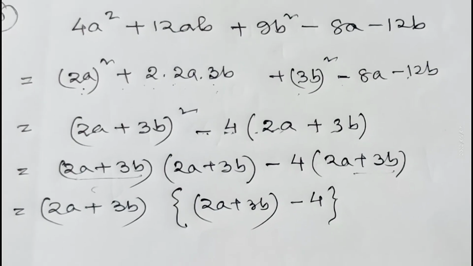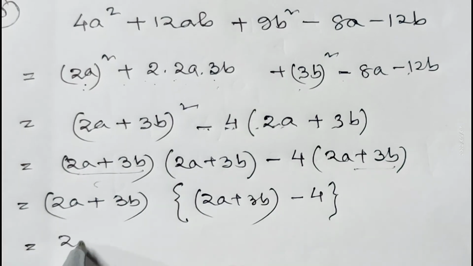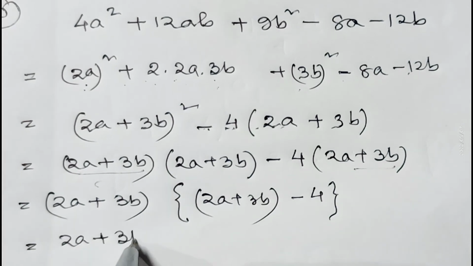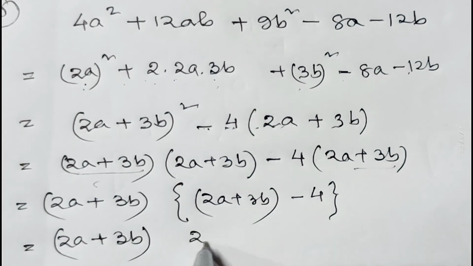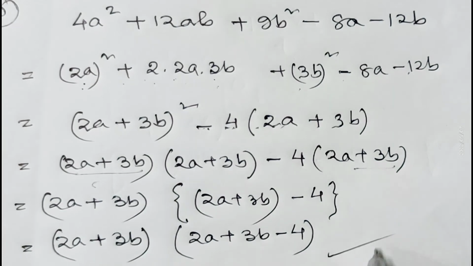Now further simplification is not possible, so we are just writing it in the proper order. It will be twice a plus 3b into twice a plus 3b minus 4. This is the required answer.